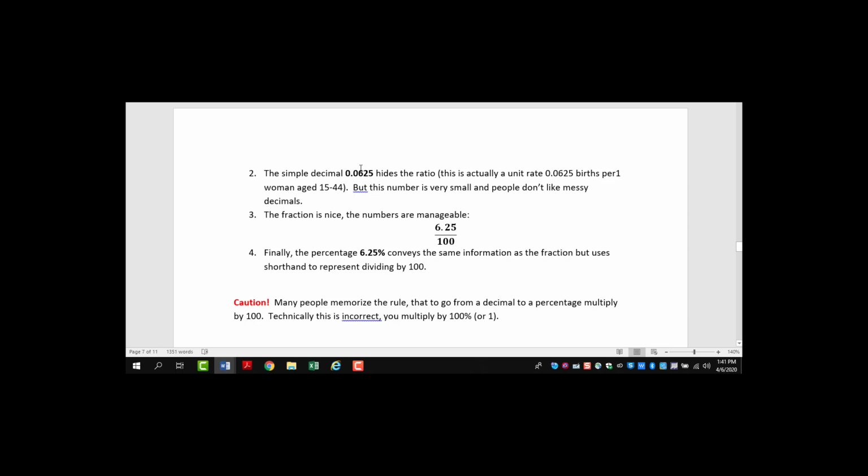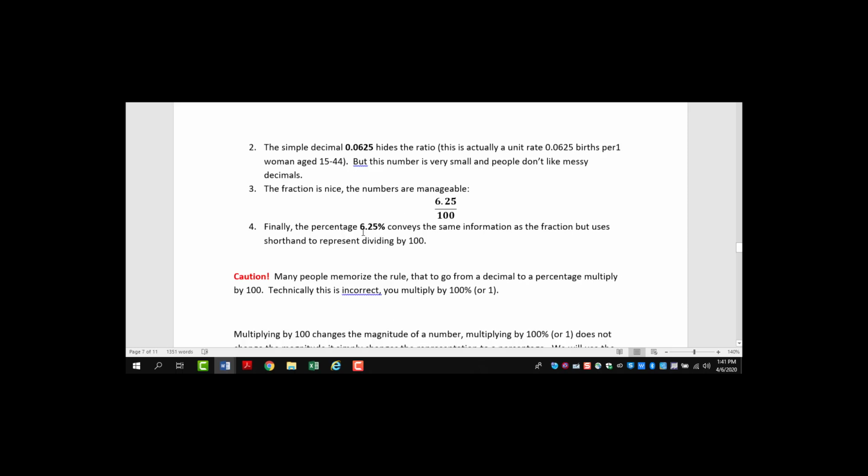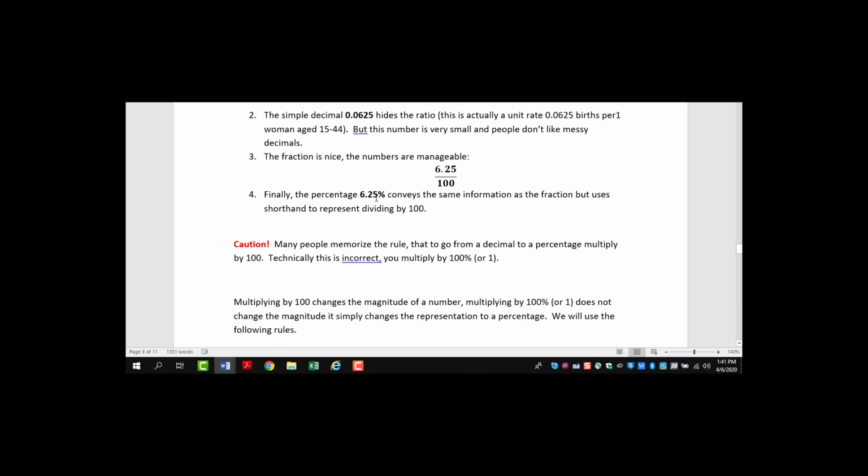That is 0.0625 per 1 woman, 15 to 44. But this number is very small, and people don't like messy decimals. The fraction is nice. The number is manageable. 6.25 births per every 100 women aged 15 to 44. And then finally, the percentage, 6.25%, conveys exactly the same information as this fraction, but uses shorthand to represent dividing by 100, which is this little decimal and percentage.